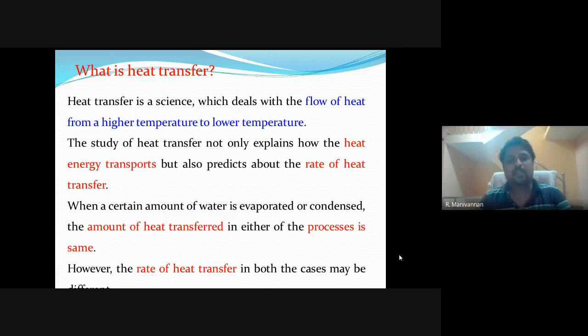Suppose you take water and you are heating the water, it gets evaporated, and if you have a vapor and you are cooling it, what will happen? It will try to condense. But the amount of heat transfer in both the cases is same, but the rate of heat transfer is different. So the rate of heat transfer is different, but the amount of heat transfer in both the cases is same.